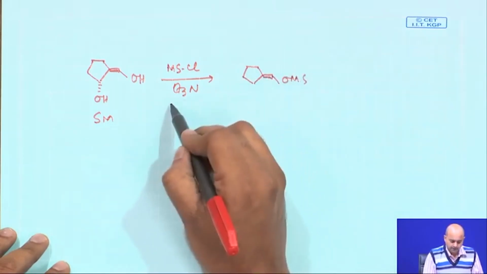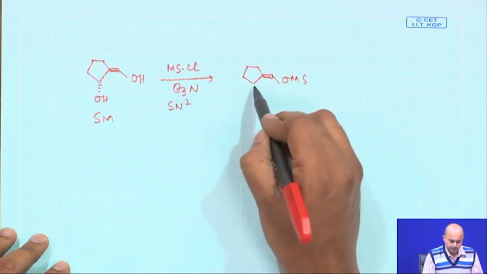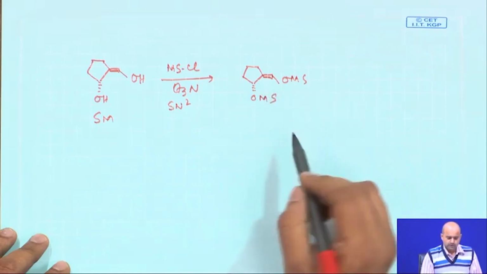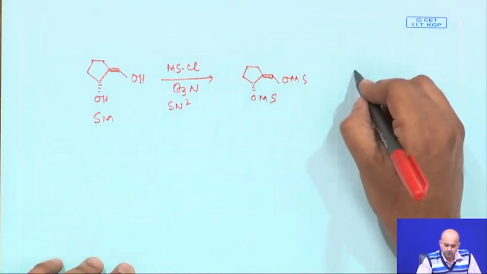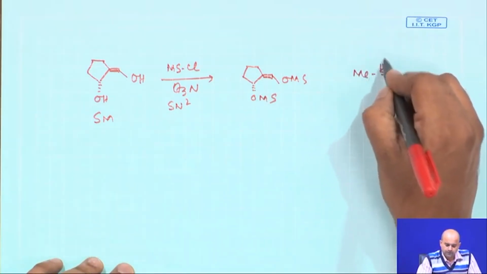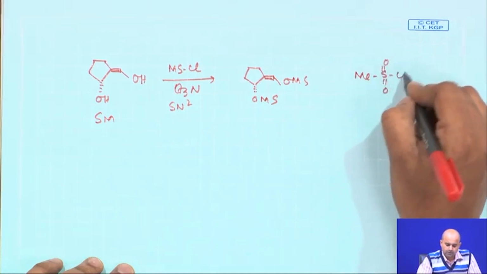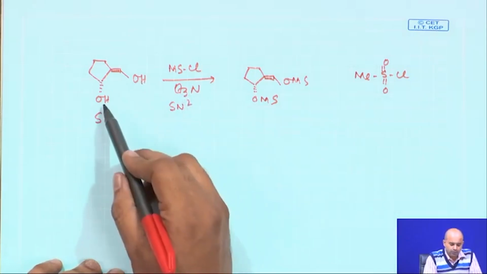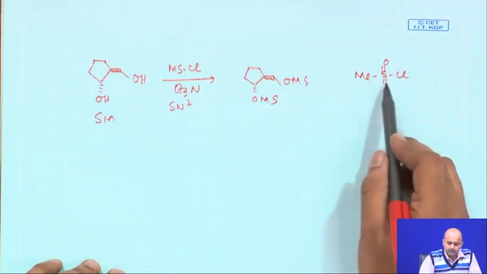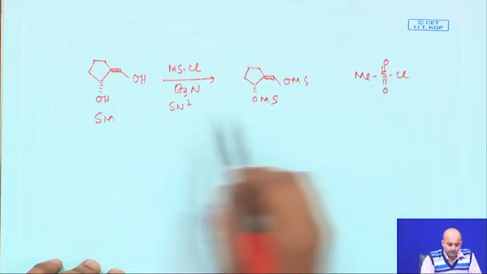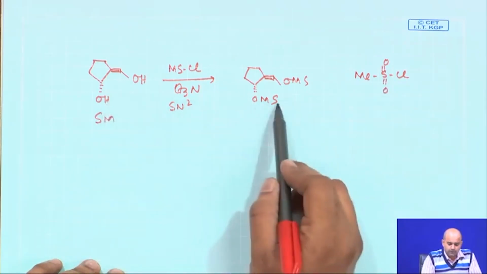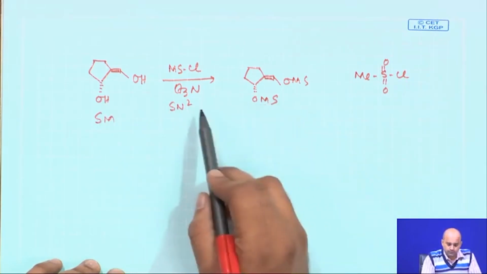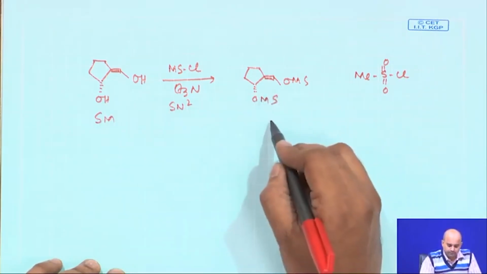Now, mesylation definitely is an SN2 reaction, but as it does not touch the carbon, the stereochemistry will basically remain intact. Now, what is mesyl chloride? It is methane sulfonyl chloride. You need a base to basically make it O minus, this O minus will now attack this sulfur here and you get a new oxygen sulfur bond. As you did not touch the stereocenter, SN2 will take place, but there will be no inversion.